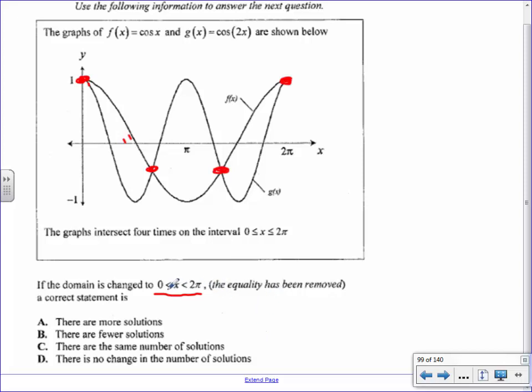What happens if you remove the inequalities from this? How many solutions do you get? Well, this says you can include 0, and this says you can include 2 pi. These ones actually seem to intersect at 0 and 2 pi. So if I remove this one because it's not "or equal to," and I remove this one right here, now how many solutions would there be? 2, which means there would be fewer solutions.